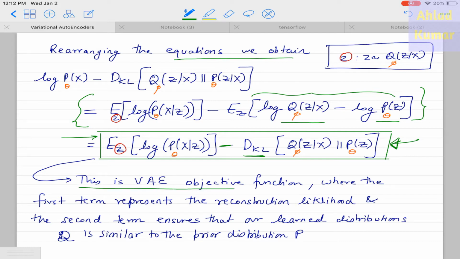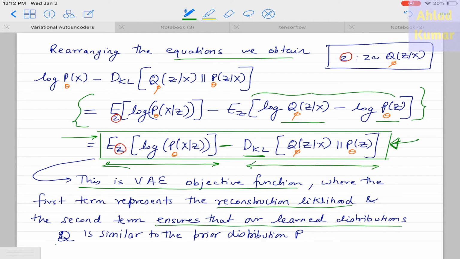So this is basically the objective function of the variational autoencoder, where the first term represents the reconstruction likelihood, and the second term ensures that our learned distribution q, that is, the learned distribution that you will be learning through the neural network, is similar to the prior distribution that we will be defining. So this is actually the prior distribution that we will be defining, and your learned distribution should be similar to this prior distribution.